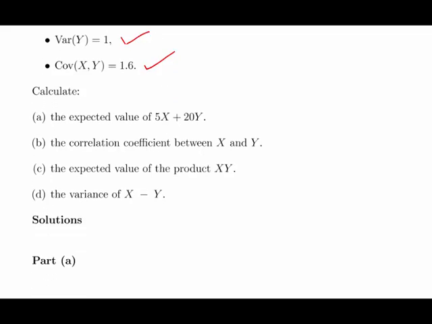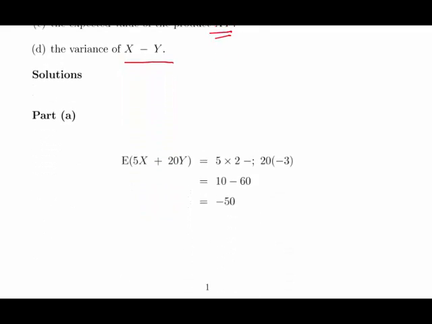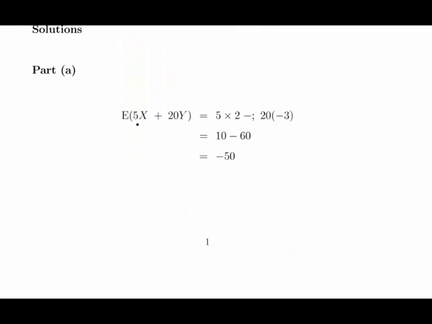Calculate the expected value of 5x plus 20y, the correlation coefficient, the expected value of the product, and the variance of the difference of x and y. So essentially, this is quick enough really.